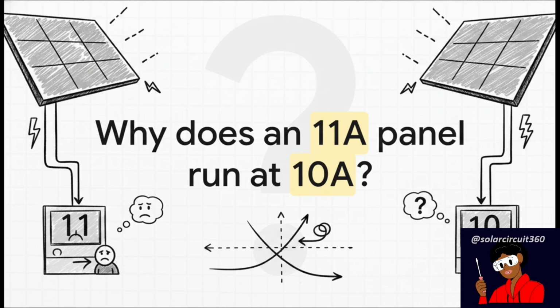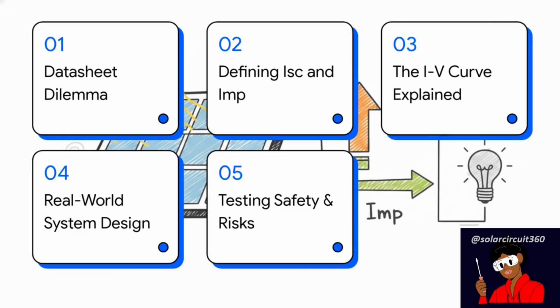real power. To solve this mystery and master your system design, here is our roadmap for today. 1. The datasheet dilemma. 2. Defining ISC and IMP. 3. The IV curve explained. 4. Real-world system design. And 5. Testing, safety, and risks. Let's get right into it.